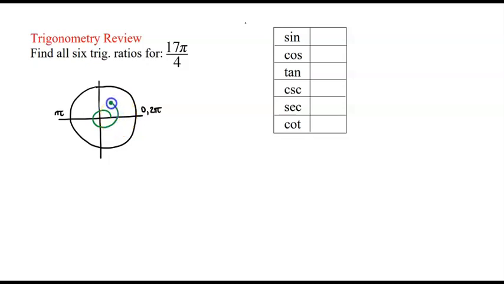If I do a second revolution around this origin, that'll bring me to 16 pi over 4. And so now that I'm at 16 pi over 4, how do I get to 17 pi over 4? Well, I just go up pi over 4.